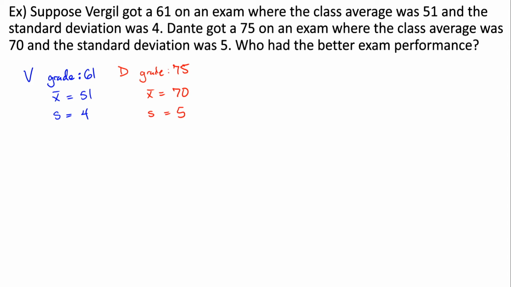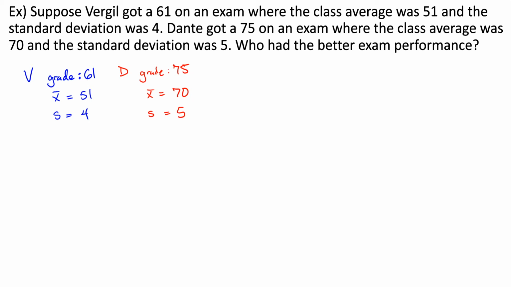So we might say, well, obviously Dante did better because 75 is better than 61, but we have to take into consideration what the class averages and standard deviations were. If the class average is a 50 and you get 100, that's a better performance than if the class average is a 90 and you got 100, because if you get a grade of 100 and the average was 50, you're much higher above the average than you are if you got 100 on an exam where the class average is 90. So just because we see a grade of 75 here doesn't necessarily mean that's better comparatively when we put these two sets of data against each other.